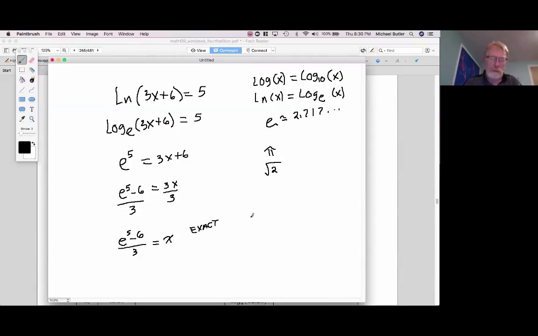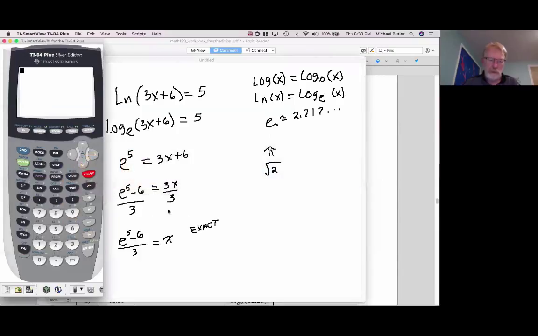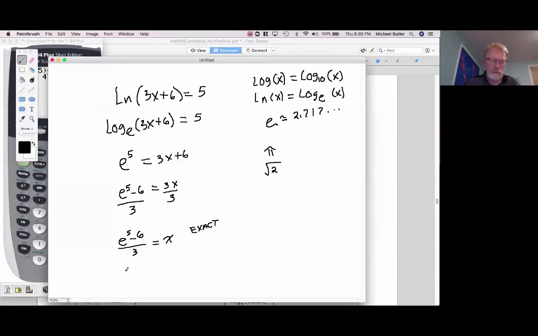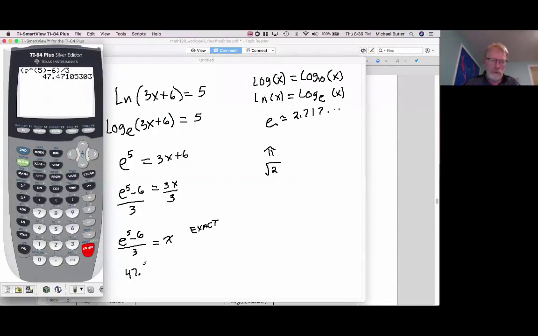And if I want to get back the decimal approximation to that, I would come into my calculator and go in the numerator. Well, okay, so look, the second function on the ln gives me e to the whatever. So in this case, it's 5. Subtract 6, close the parentheses, divide by 3, and enter, and there's my decimal approximation. So my decimal approximation out to 3 places is 47.471.